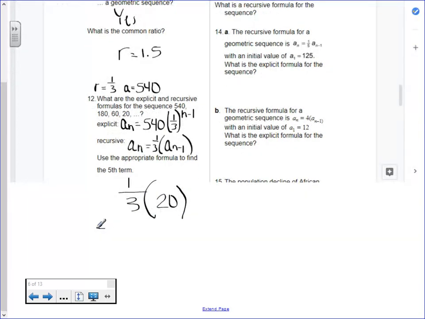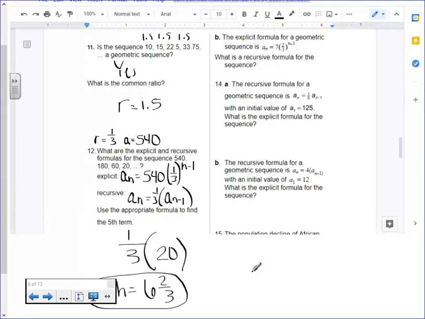So the fifth term is what? You could have used either equation and plugged in a 5 where n was, but since we had the fourth number in our list, I think it's easier to just take it times 1/3 than to plug it all the way into that. We have a couple more questions to go over.